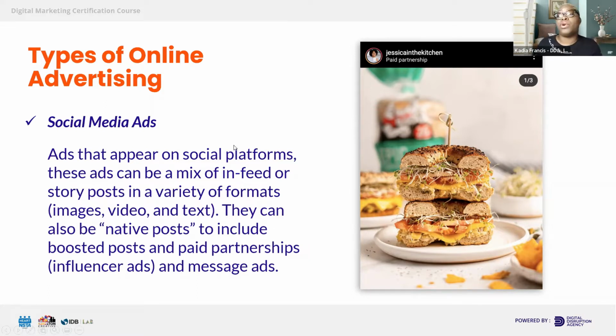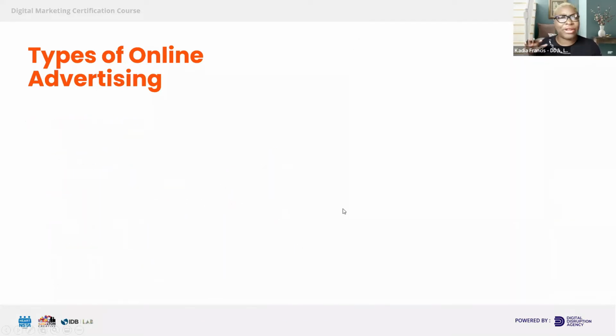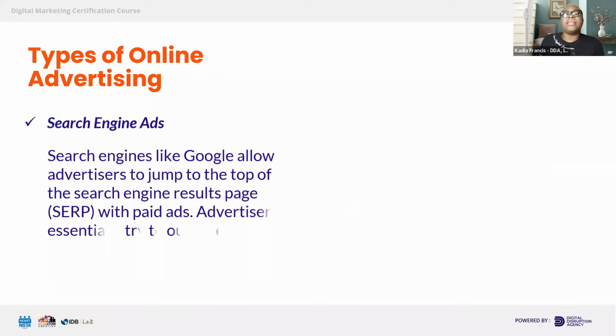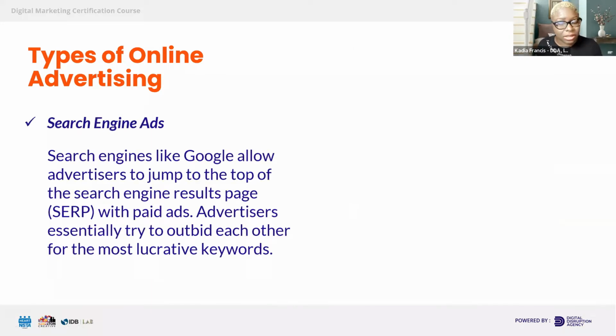So native posts look native to the platform. They look like a regular post. You would not really know that you're being sold to unless you have some kind of objective eye, right? So these are just different types of social media posts. Then we have social media ads. Then we have search engine ads.